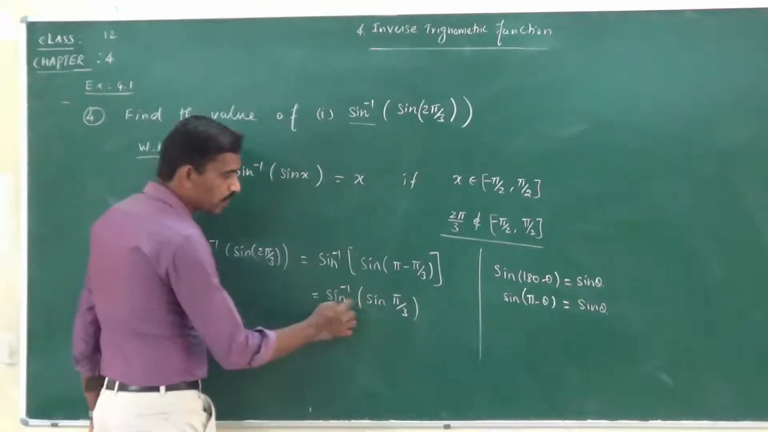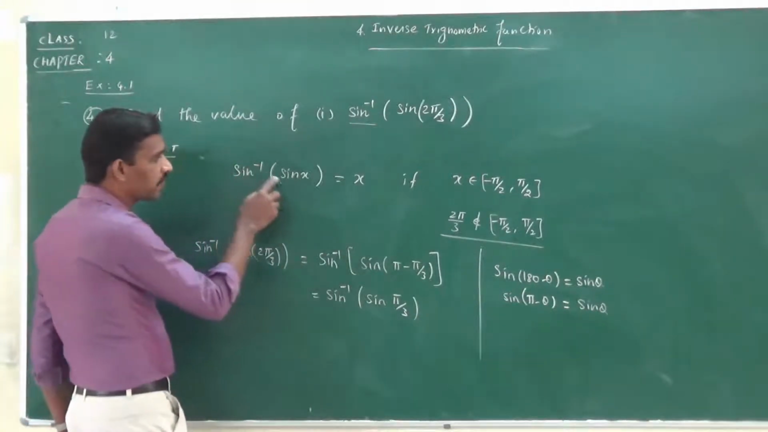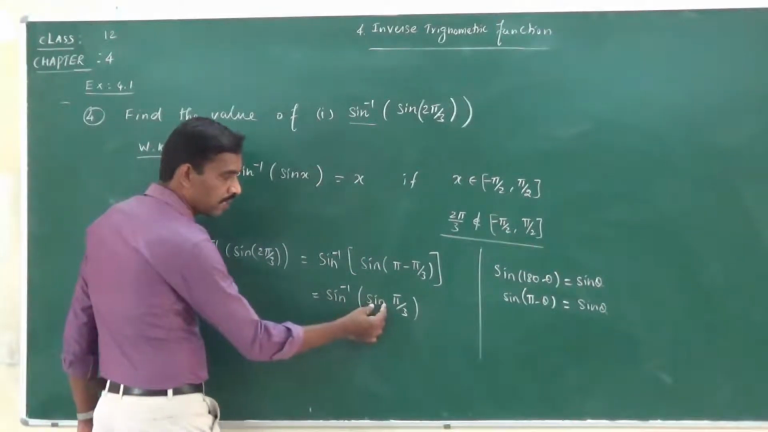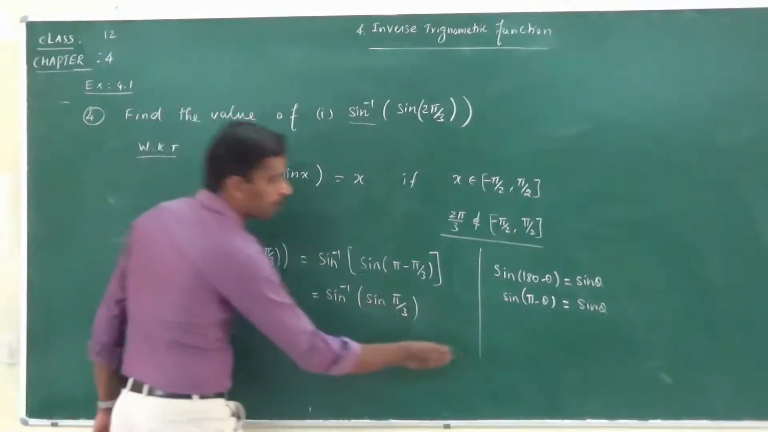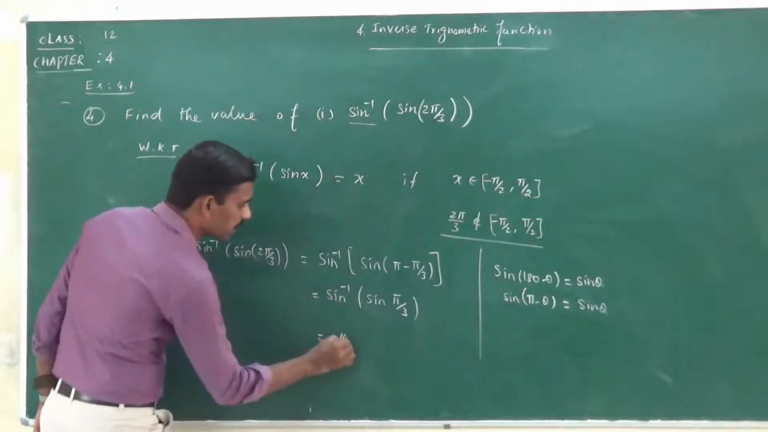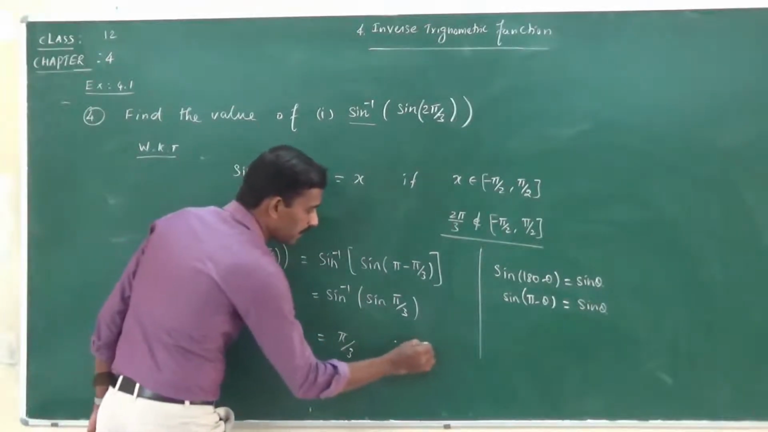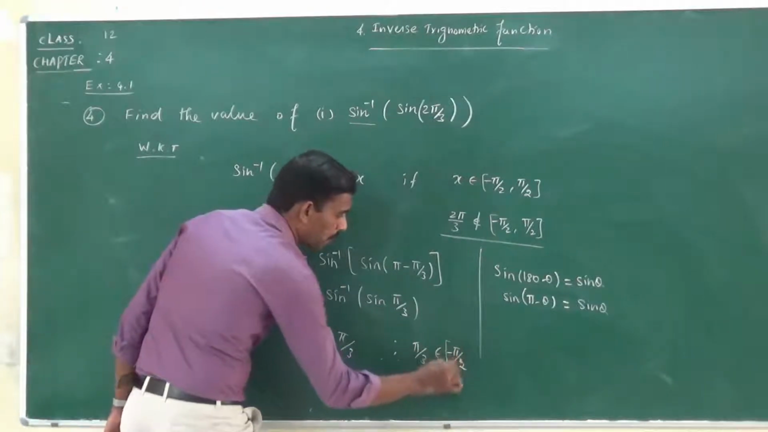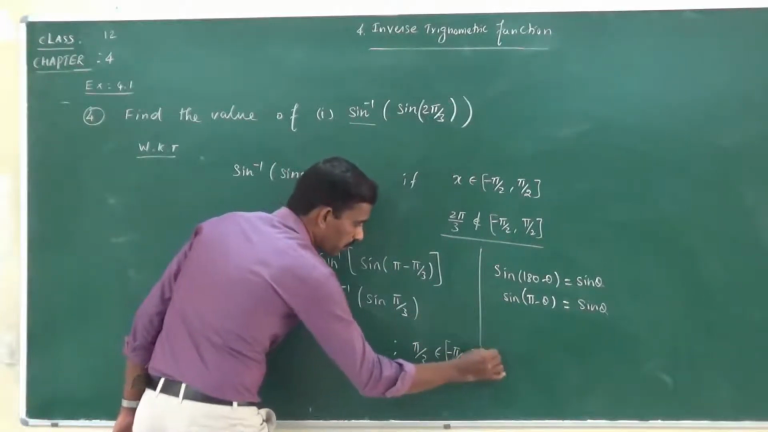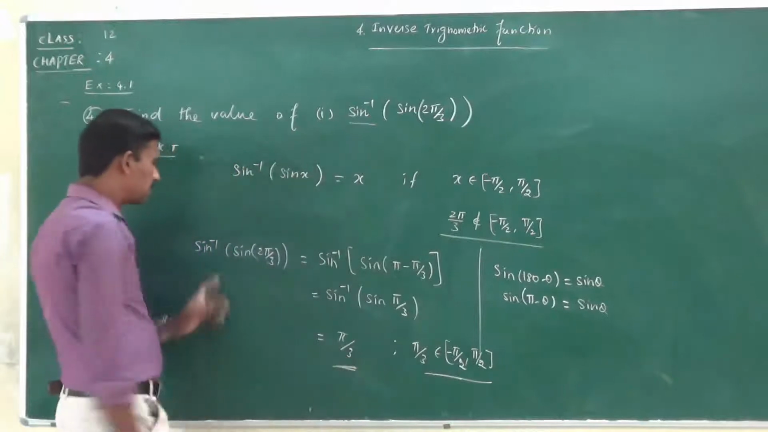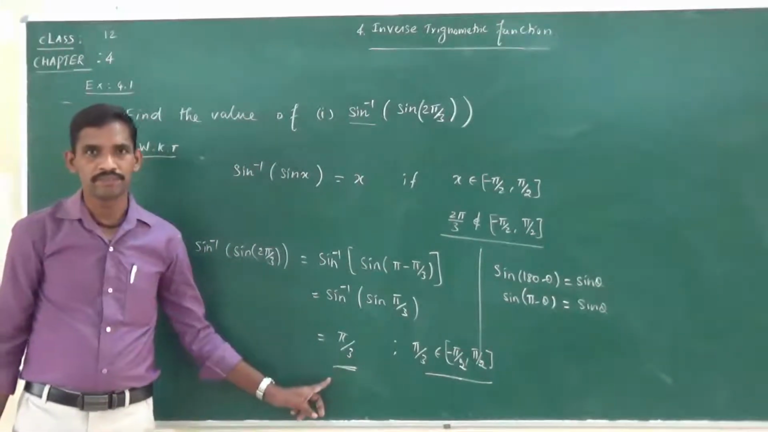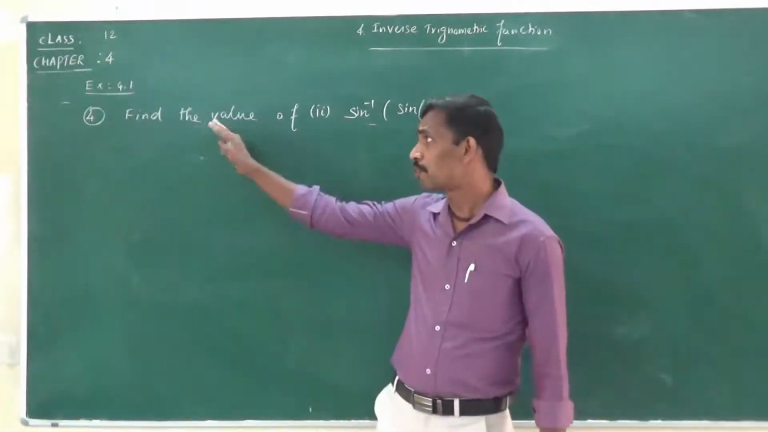Next, according to the formula, sine inverse of sine x is equal to x. So sine inverse of sine of 2 pi by 3 is equal to pi by 3, since this pi by 3 belongs to the interval minus pi by 2 to plus pi by 2. So the answer is pi by 3. This is exercise 4.1, question number 4.